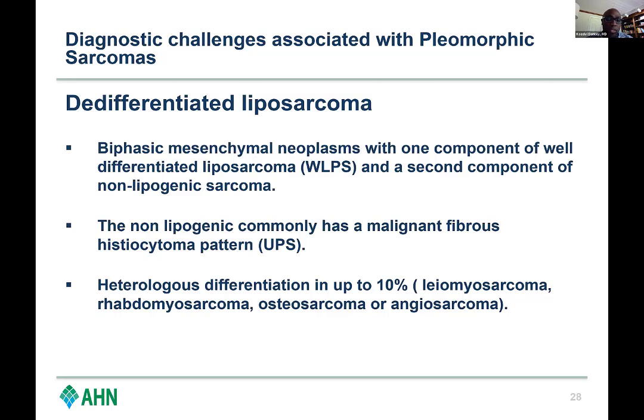Dedifferentiated liposarcoma is a biphasic tumor composed of a well-differentiated low-grade lipogenic component and a second non-lipogenic component. The non-lipogenic component usually has an undifferentiated pleomorphic sarcoma-like pattern, but I'm going to show you later that more and more we are noticing that this non-lipogenic component can be low-grade also. In about 10% of cases, one can see heterologous differentiation, like leiomyosarcoma, rhabdomyosarcoma, osteosarcoma, or angiosarcoma.